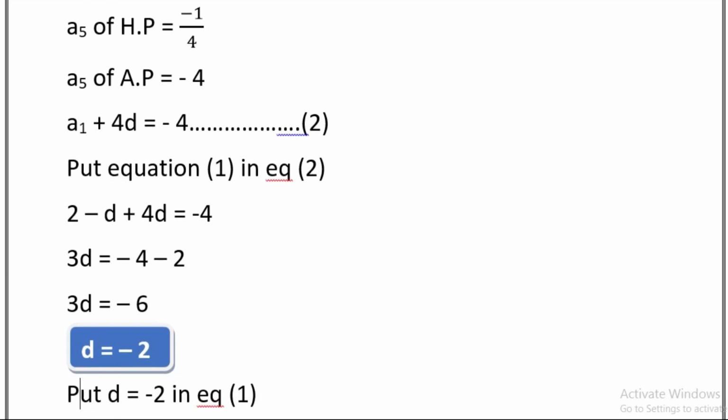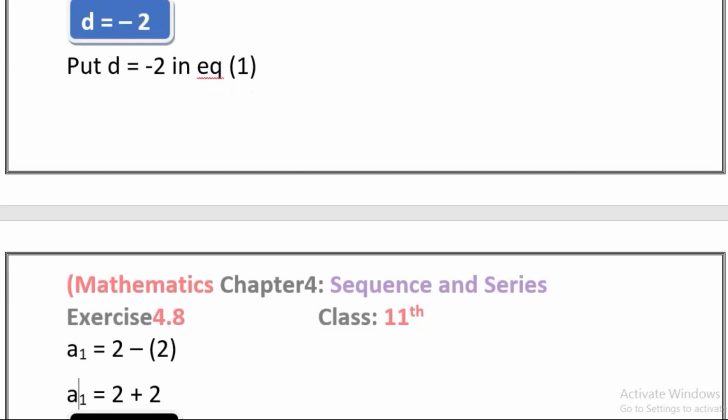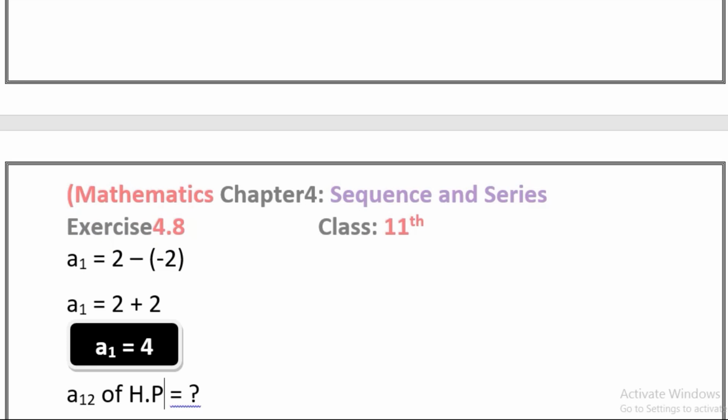Put D is equal to minus 2 in equation 1. So equation 1 becomes A1 is equal to 2 minus D. So the value of D is equal to minus 2. So 2 minus into minus 2 is equal to plus 2. So 2 plus 2 is equal to 4. A1 is equal to 4.